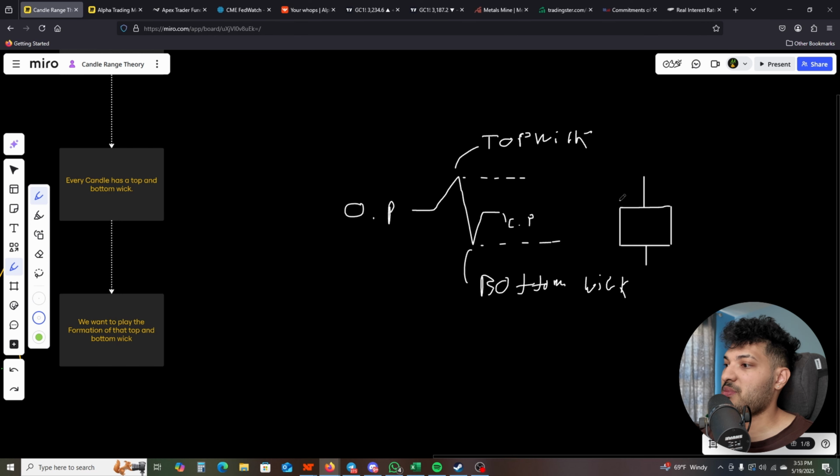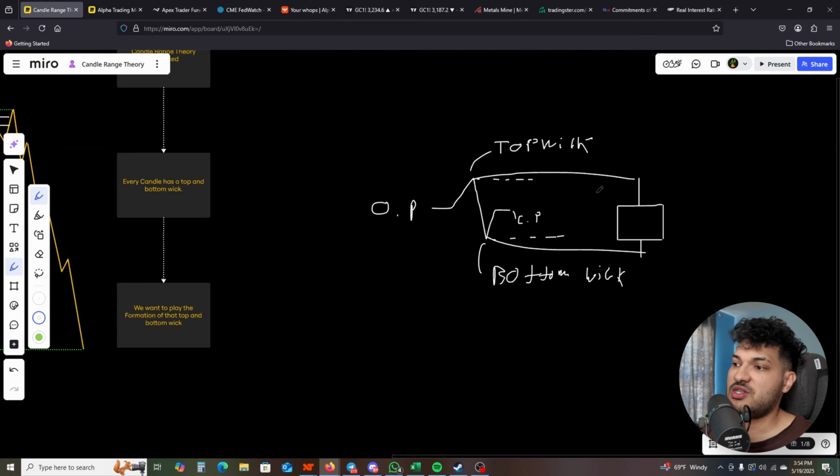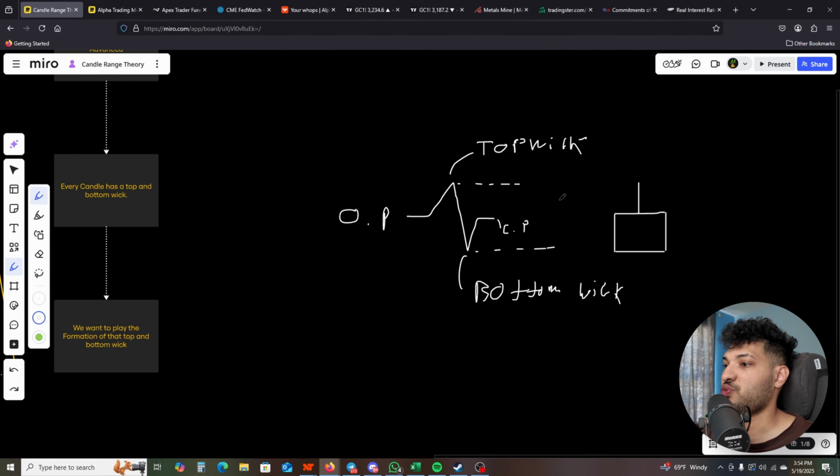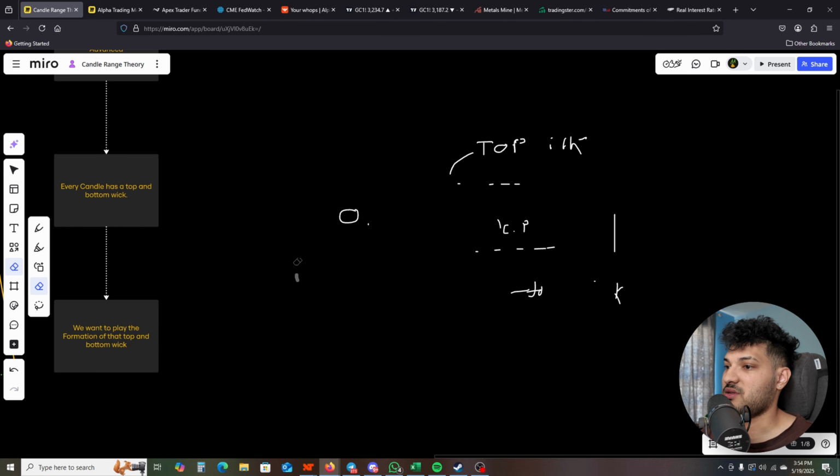So our opening price is going to be right here, our closing price is going to be right here, and our top and bottom wicks are going to be here and here. Okay, this is just the theory of how a candle works. I know this is super messy, guys. Thank you for bearing with me. We're going to delete all this right now. Nope, you can't do it like that. We'll just delete all this.